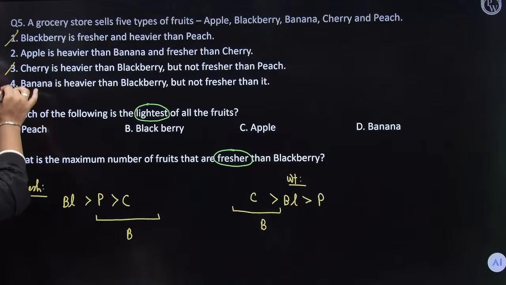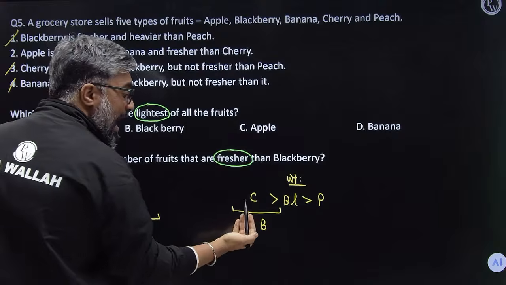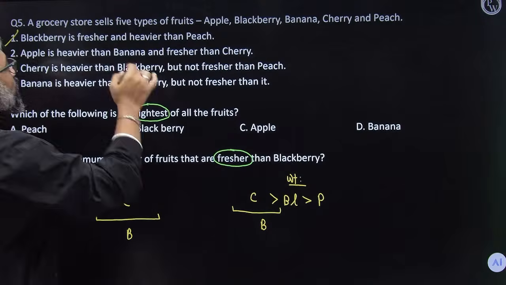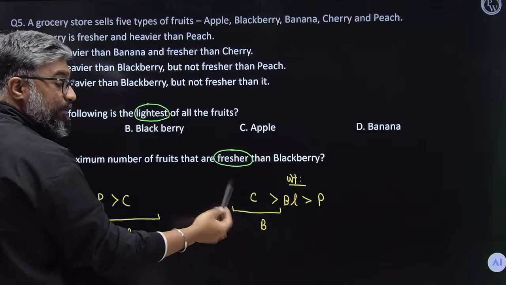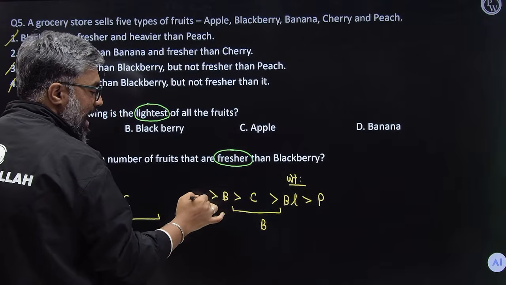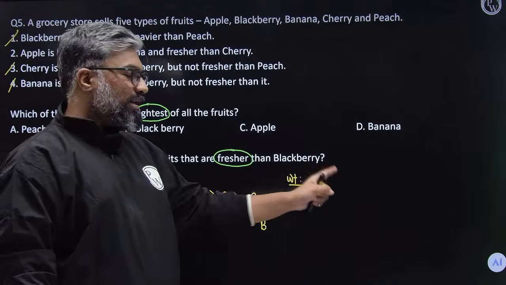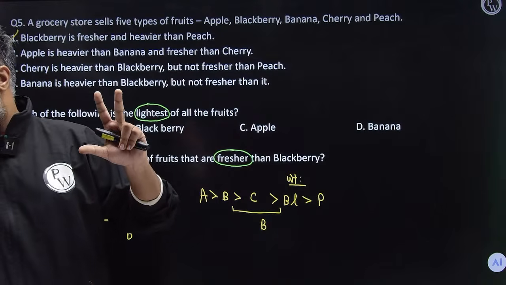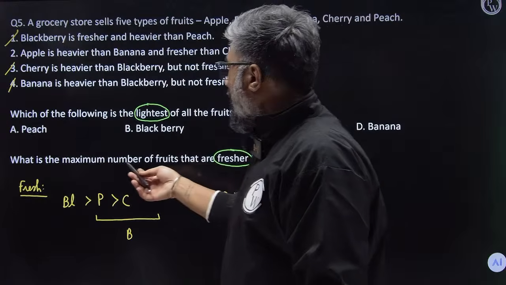Yes. Further, I have apple is heavier than banana. There are totally 5 fruits only: 1, 2, 3, 4. Apple is heavier than banana. That means banana should be here, and there's apple which is heavier than this. Correct? So apple, banana, cherry, blackberry, peach. This is the order for the weight. Is this clear? Yes. Let's see if we can answer for this.